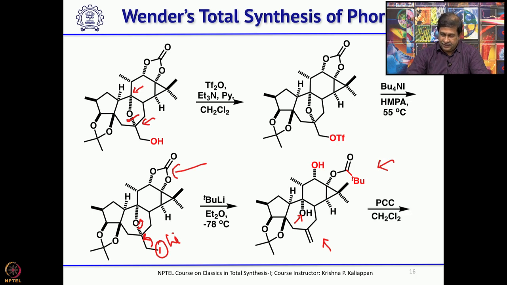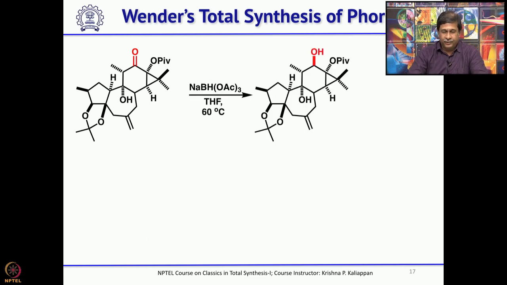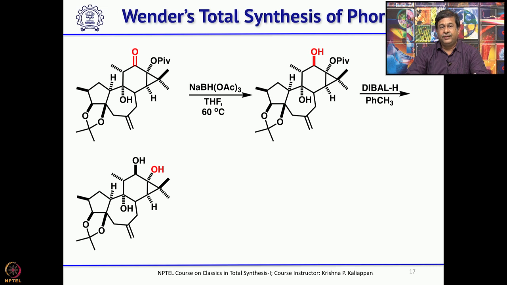Okay. Next step, the hydroxyl group, you need beta, so you have to invert that. Either one can do a Mitsunobu reaction, or you can oxidize and reduce it. So Wender followed the second method, that is you oxidize the secondary alcohol with PCC to get the ketone, then you reduce with bulky reagent, sodium triacetoxy borohydride. Okay, so you get the required beta alcohol, then reduce with DIBAL.